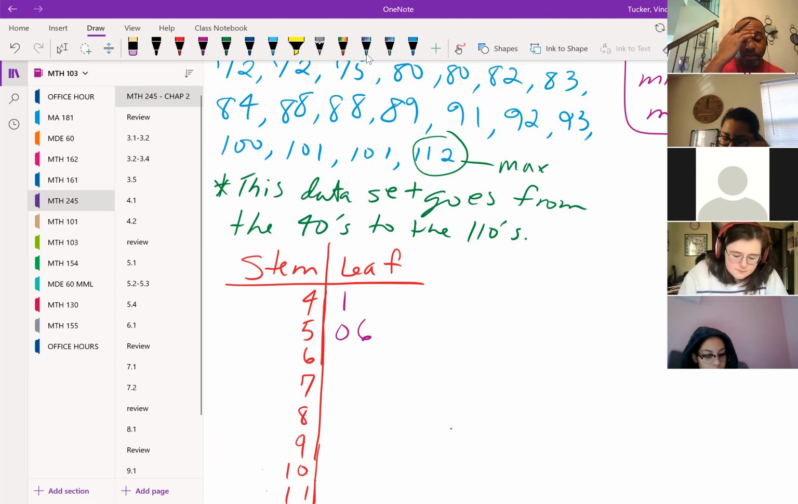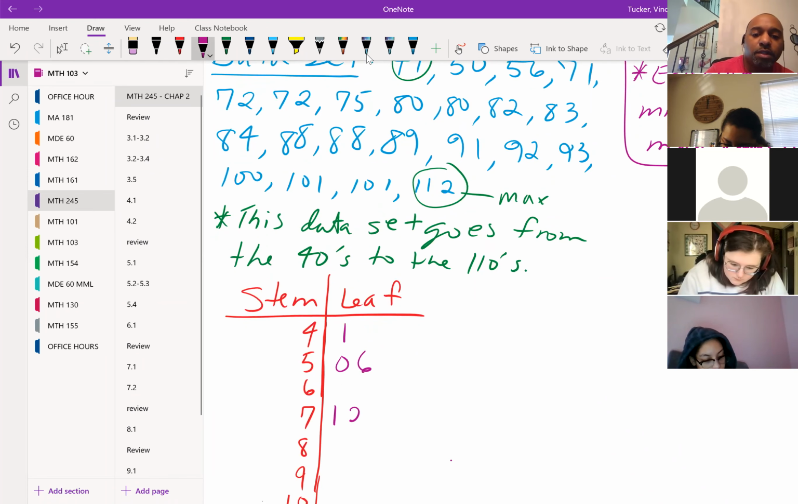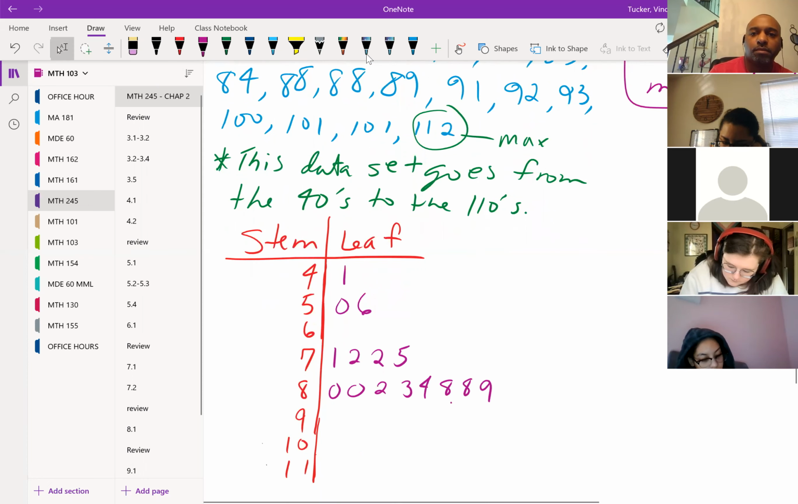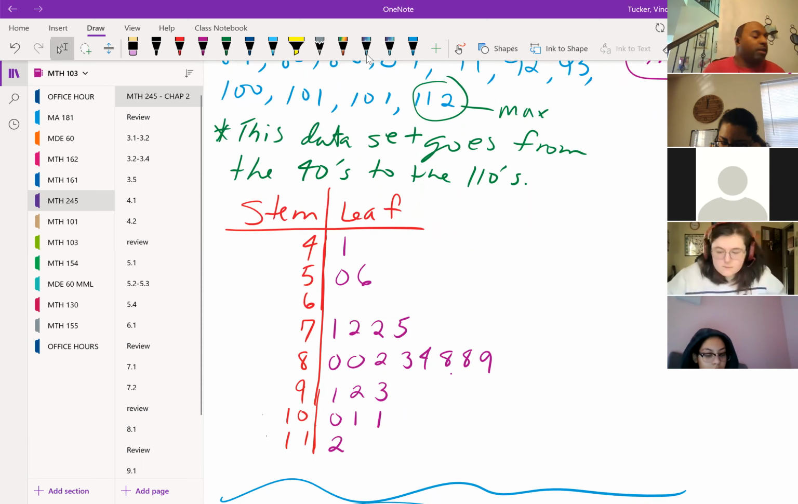And then continue that process until you're done with your data set. So 70, 71, 72, 72. There are two 72s, so there should be two number 2s. And then 75, 80, 80, 82, 83, 84, 88, 88, 89, 91, 92, 93, 100, 101, 101, and then 112. So your stem leaf plot should look this way.